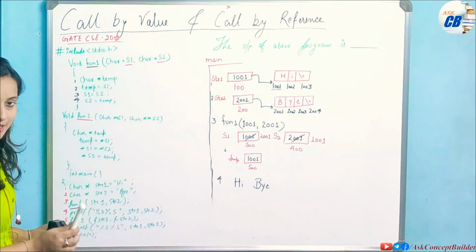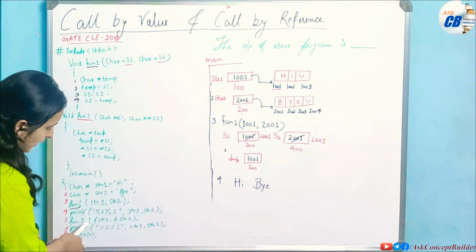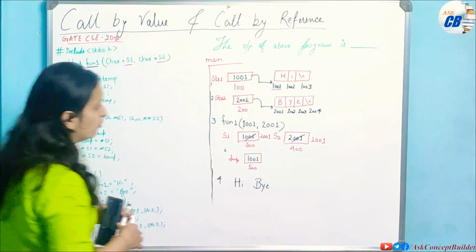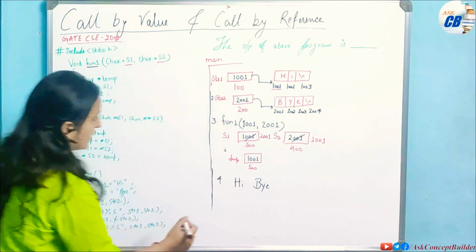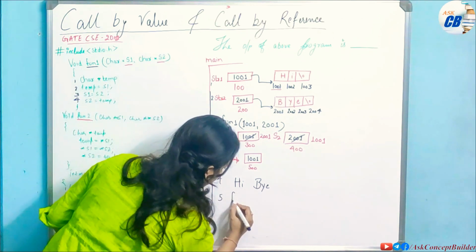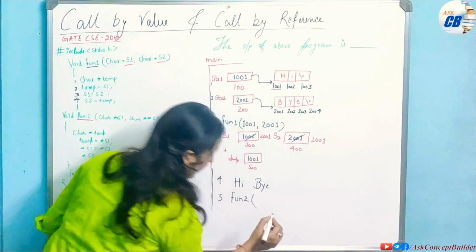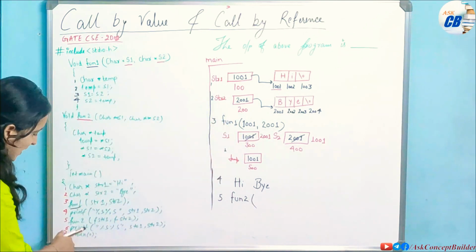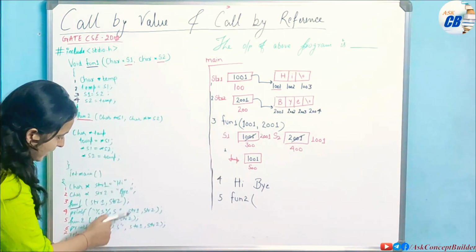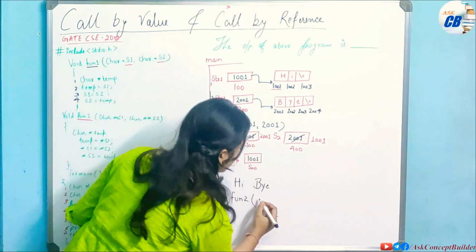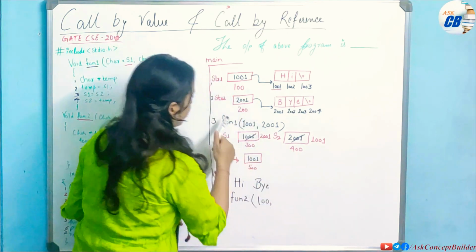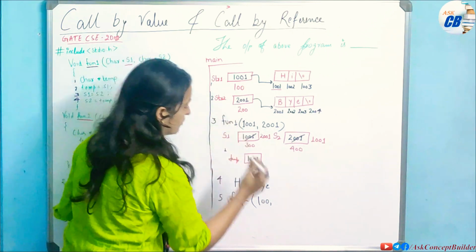Now we will move to the fifth statement, that is your fun2. Now in the fifth step, in the main function, we are calling the fun2 function. And what it is passing: address of str1 and address of str2. Now see, address of str1 is your 100 and address of str2 is your 200.